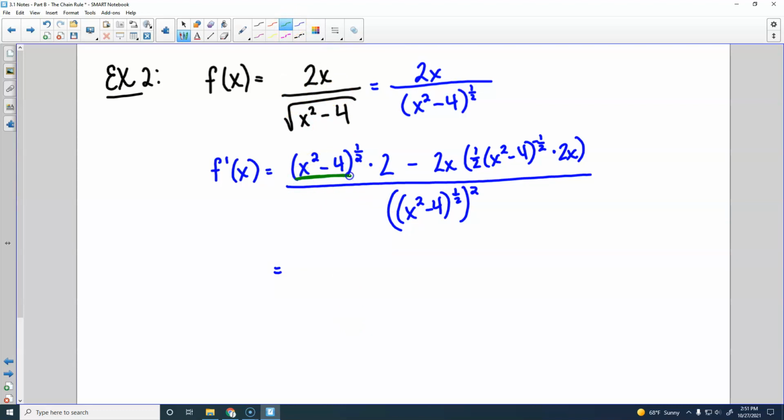Okay. So right here, you've got these two match. So we're going to do that same thing. I think I like it better without the quotient rule, but you can do it which way you would like. So we're going to take out x squared minus 4 to the negative 1/2 right here.